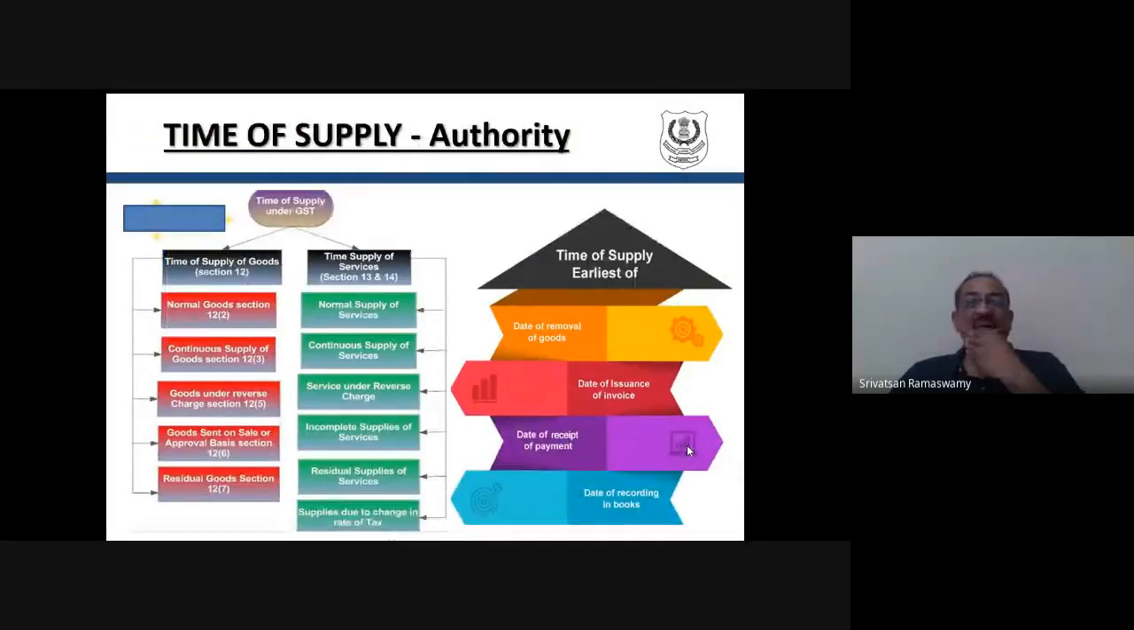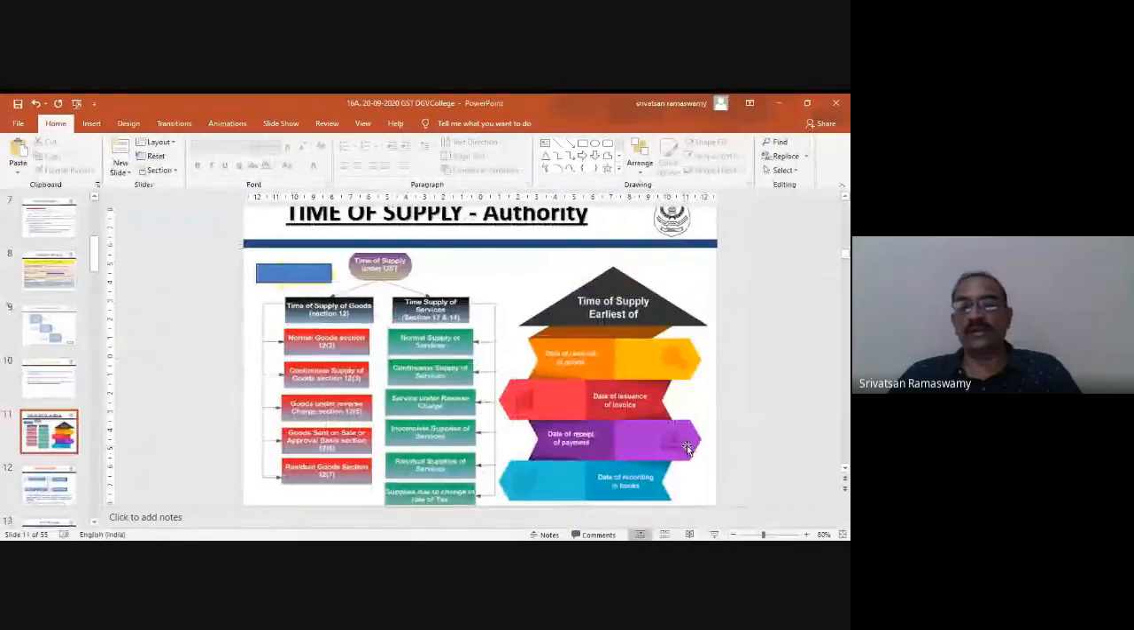Right. I will go to time of supply. Okay, can any one of you tell me what is the importance of time of supply? Why is time of supply in fact required for GST? Yes, I think I have some answer from Shashwat.